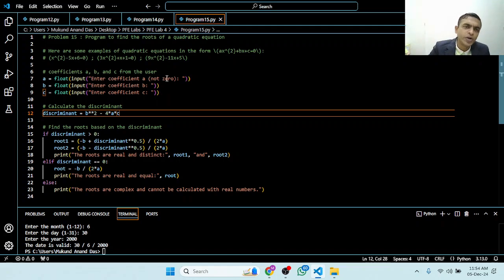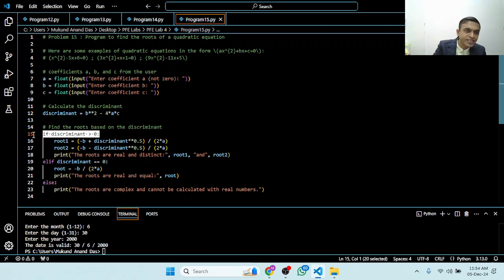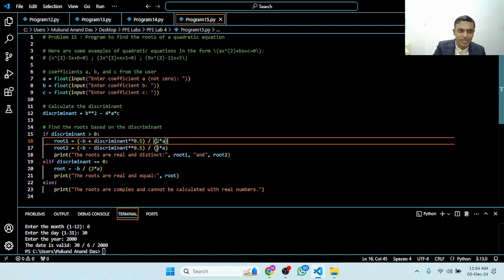Once we get all the points A, B and C, now we find out the discriminant, b square minus 4ac. You have learned this in 12th. Now there are three conditions. If b square minus 4ac is greater than 0, you will have real and distinct roots. What are these roots? Minus b plus minus under root b square minus 4ac upon 2a. That formula. So we are coming to that formula.